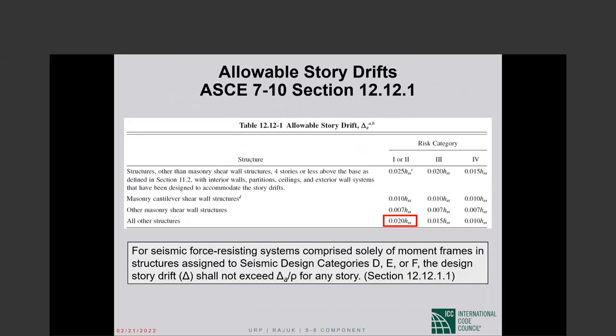Okay. The drift limits are in Table 12.12-1. I showed it to you earlier. I don't know that I need to spend more time on this. Most of the time, as I pointed out, you'll be under all other structures, this last row. And your drift limit is 2% of story height for risk category 1 or 2. Actually, this is called occupancy category in the older documents like your code. 1.5% of story height for category 3 buildings, which are assembly buildings. A lot of people congregate in one space at one time, and the limit is 1% of story height for essential facilities and hazardous facilities.